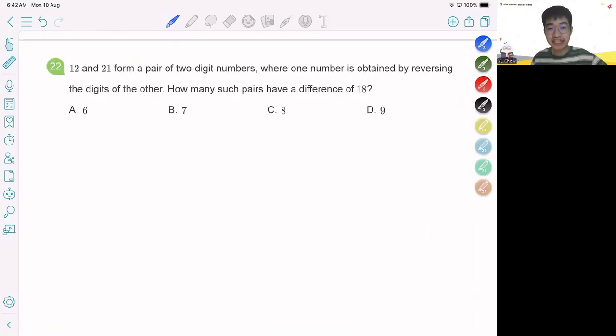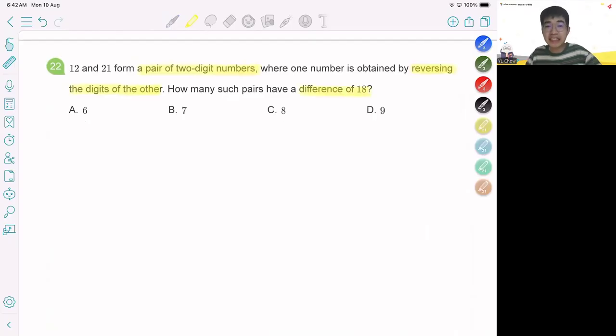Now, in this question, we say that 12 and 21 can form a pair of two-digit numbers, in which one number is obtained by reversing the digits of the other. For example, 12 becomes 21. You see, I'm swapping the digits. How many such pairs have a difference of 18?